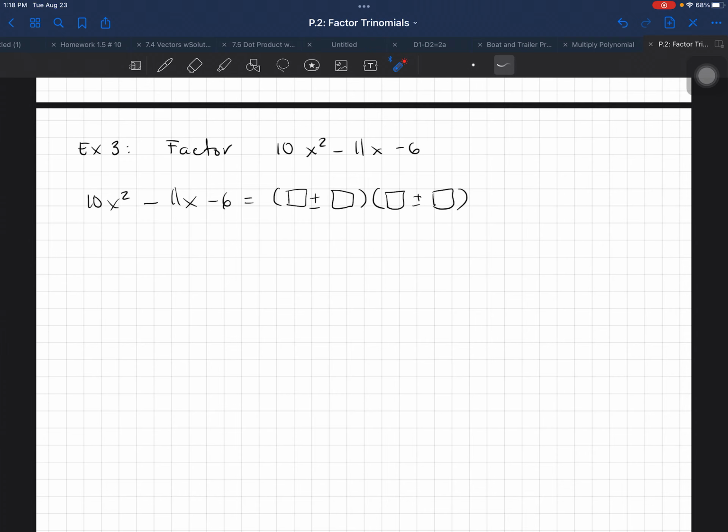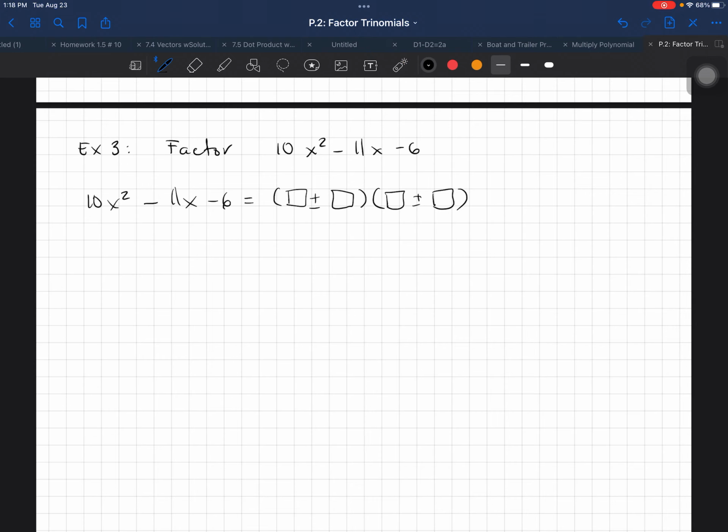This is called the AC method. Sometimes you may refer to this as the box method, but I'm not familiar with the box way to do it. So I'll stay consistent with the AC method. All right, so why is it called AC method?